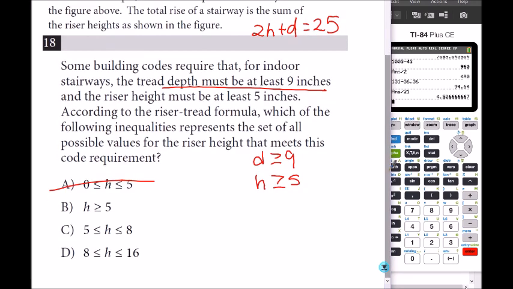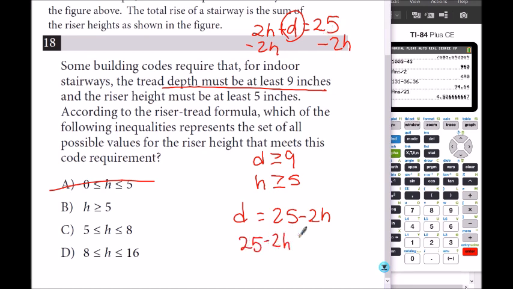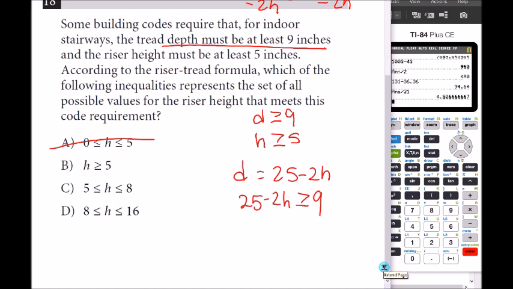So when you solve for D, D equals 25 minus 2 times H, right? D equals 25 minus 2H. So D has to be greater than or equal to 9, right? Because this is D, you can just substitute that into the inequality. So let's solve for H.